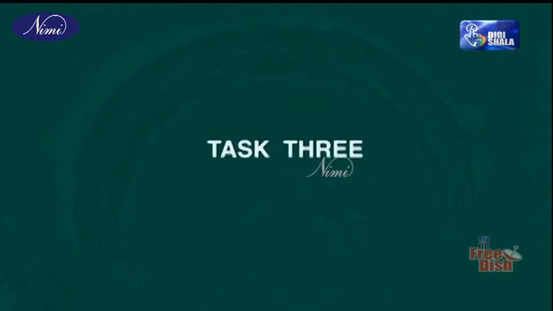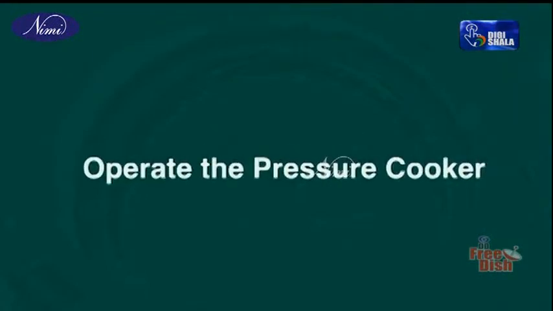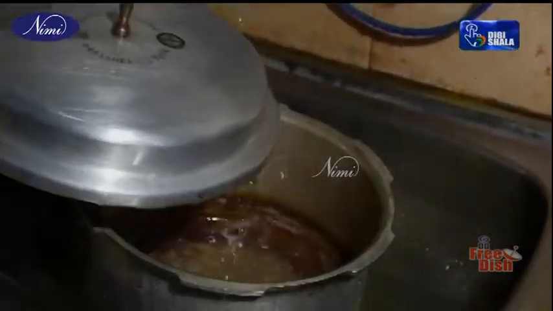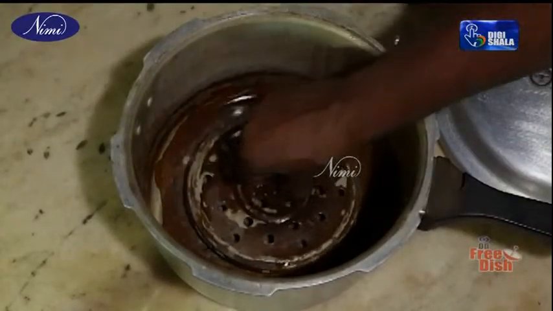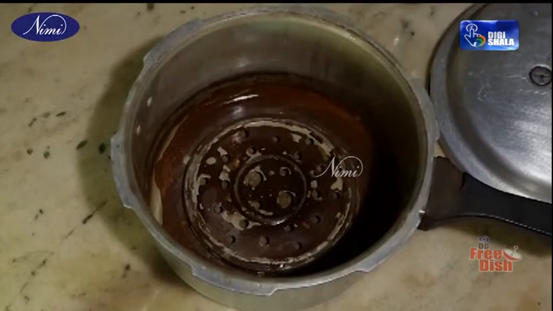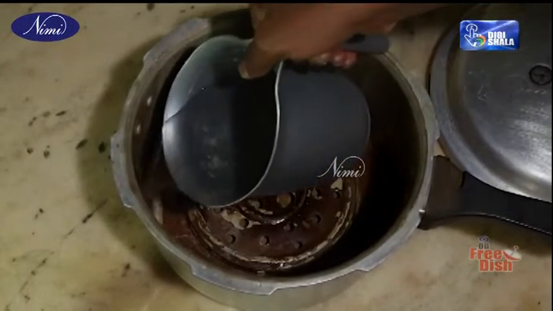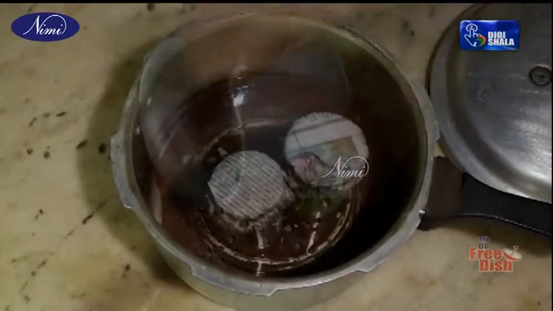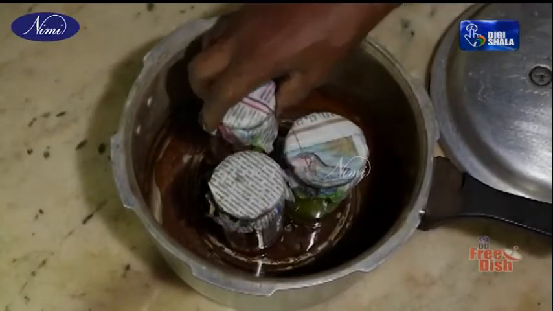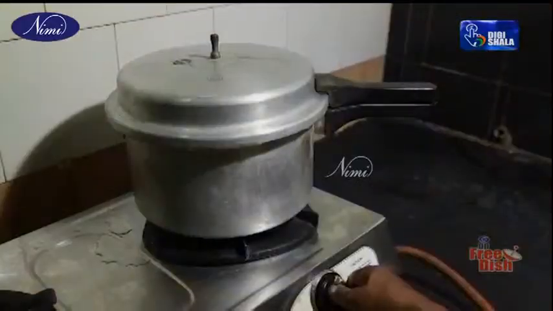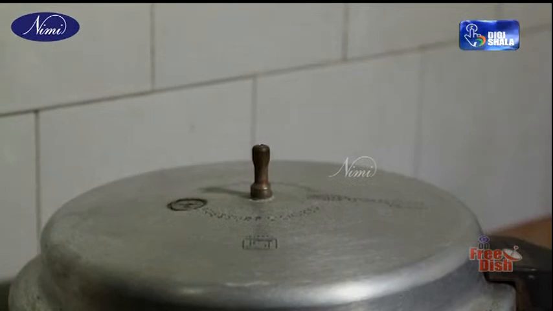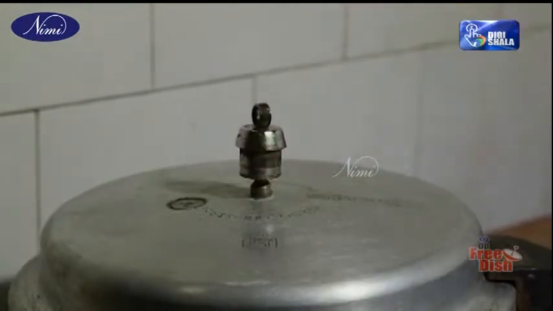Task 3. Operate the pressure cooker. Wash the cooker with clean water and keep the perforated plate at the bottom. Fill water to a height of 3 to 5 centimeters for short-term sterilization. Arrange materials and close the lid. Heat the cooker and place weight after release of air and steam with hissing noise.